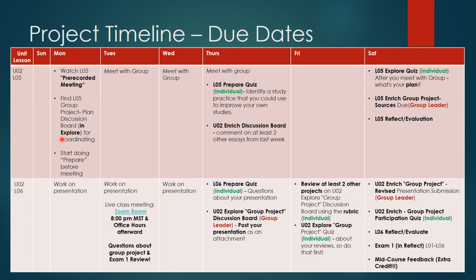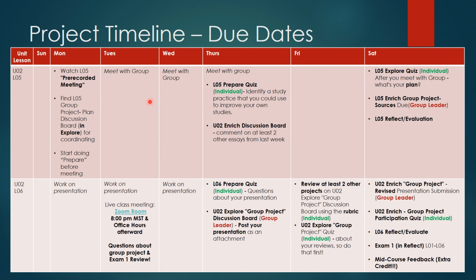So please start coordinating what time you can meet and how you're going to meet. Group leaders, the people who are the top line of your group, are especially in charge of trying to figure out how you're going to get coordinated and working together. It would be very wise to start doing your prepare section before the meeting. The prepare section is individual, but you're going to be using some of those ideas that you're learning about in your group project. So it'd be a good idea to get started on that. We'll talk a little bit more about that in a second.